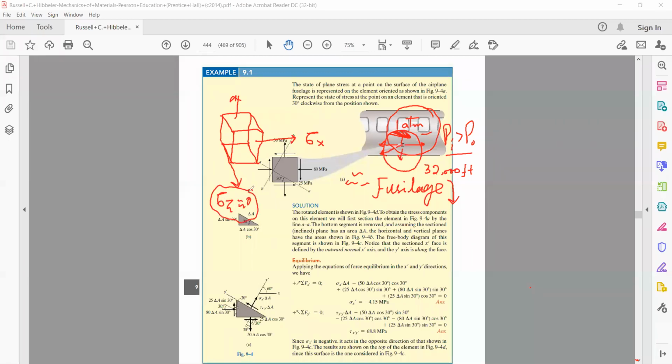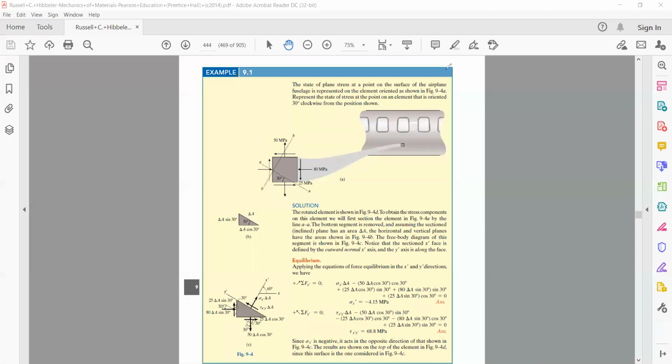So whenever you have a state of stress where stresses act along the x-axis and y-axis, whether normal or shear, you have to treat that condition as a plane stress condition. Now, in the previous class, I was telling you how the stresses rotate.